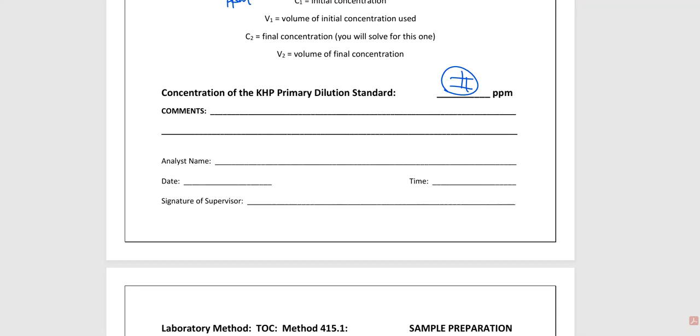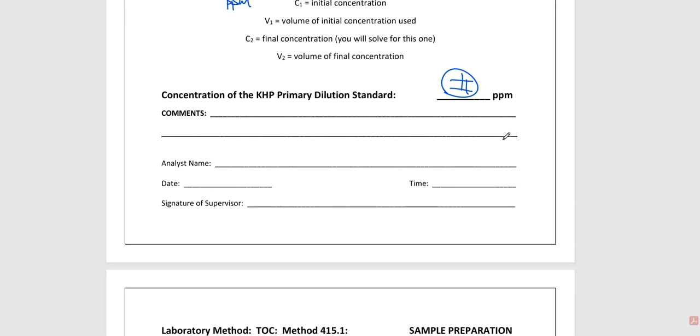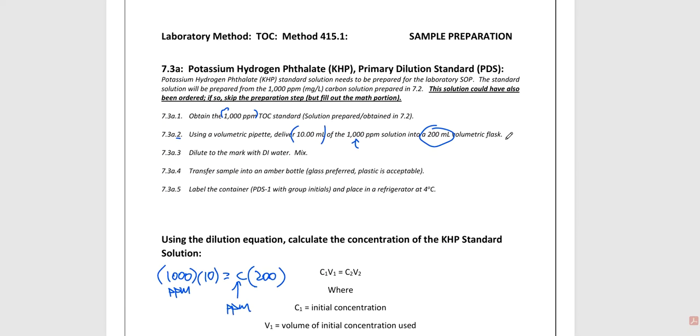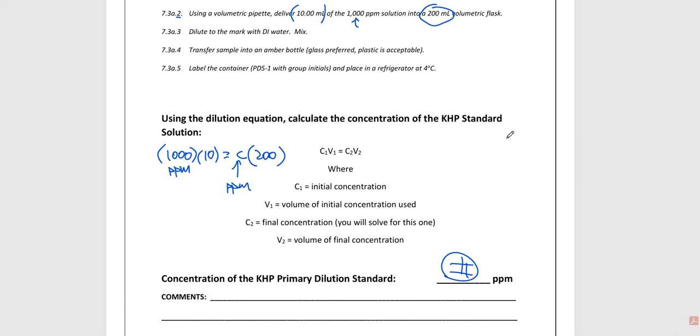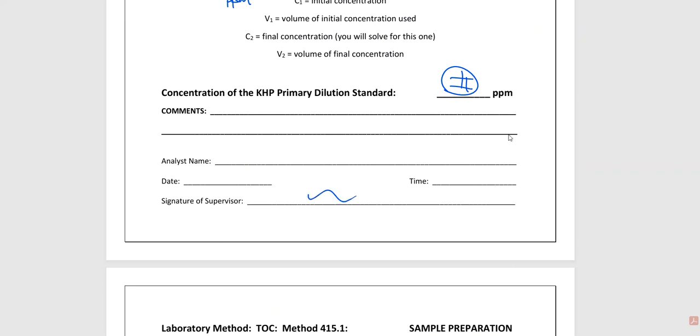Your name is going to be required because this is a separate form. The date and the time is going to be required again. And just as before, a supervisor will look at this form, make sure that everything looks legit, that your calculation is correct. And then at the very bottom, they sign it and we move on to the next form.